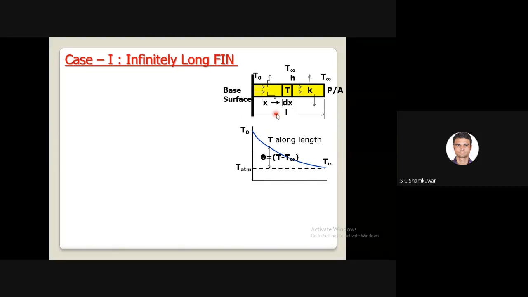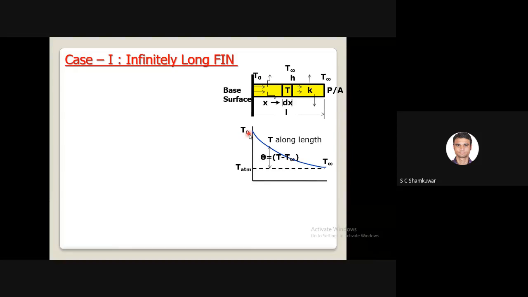It is infinite. So if you consider the infinite length of the fin, what happens with the tip temperature? Tip means here. Please concentrate on this laser point. What will the temperature be if you consider a very long fin? After some time, what will happen? The tip temperature will be equal to atmospheric temperature, isn't it? Because we are considering an infinitely long fin.